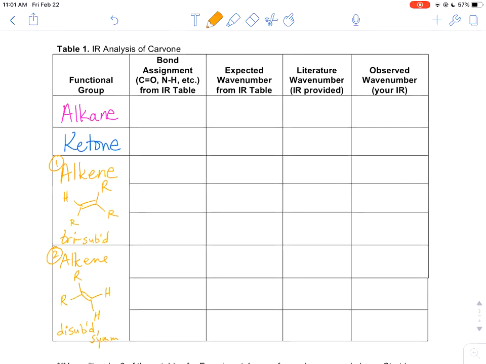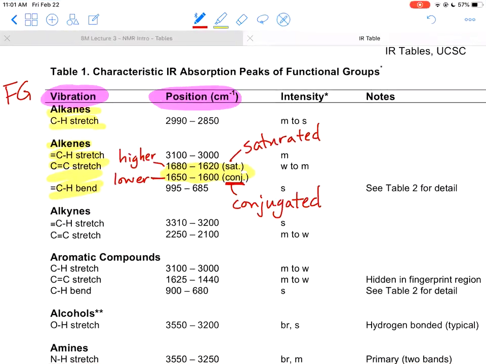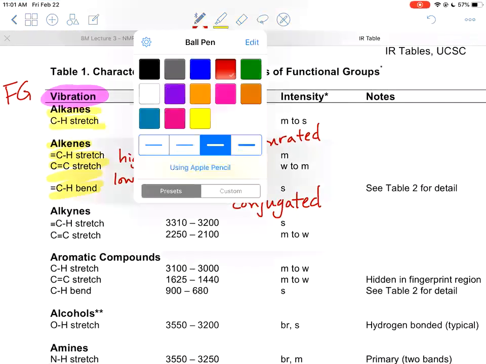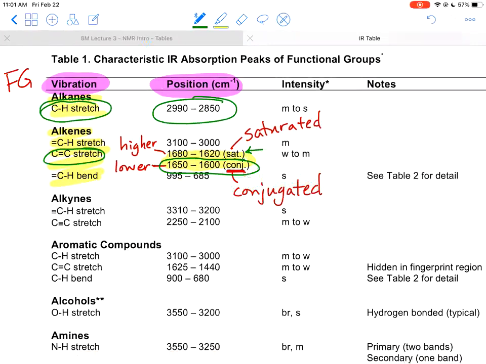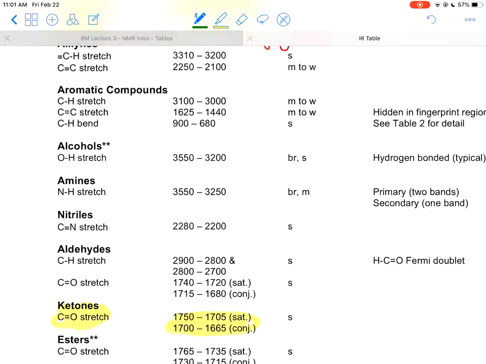So I would love for all of you to come in with this much filled out on the table, to do your best to fill out these using the IR tables. So that's going back and filling in these numbers here, this value, the CH stretch, and then copying over those that are applicable. We already identified that there's one alkene that's conjugated, there's another alkene that's saturated, and we're going to be using the conjugated ketone example. This is for carbon.